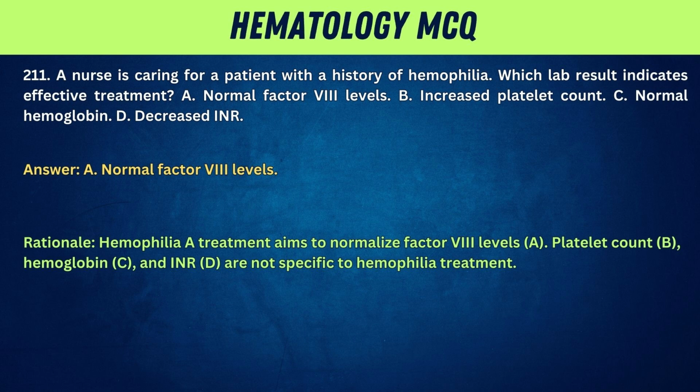Answer. A. Normal factor VIII levels. Rationale. Hemophilia A treatment aims to normalize factor VIII levels, A. Platelet count, B, hemoglobin, C, and INR, D, are not specific to hemophilia treatment.